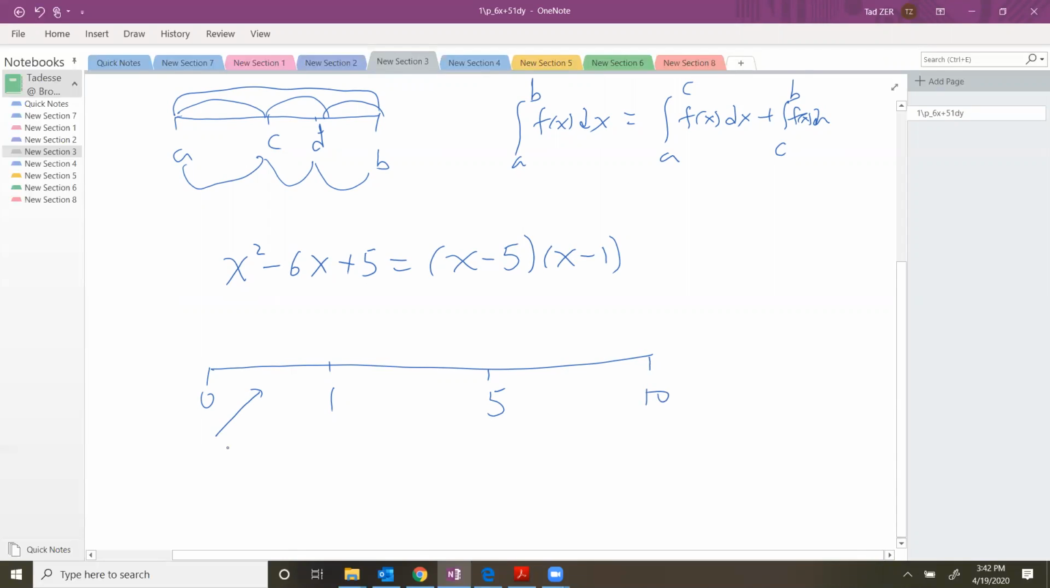If I pick a number between 0 and 1, let's say a half, half minus 5 is negative, half minus 1 is negative, and negative times negative is positive. If you pick a number here, let's say 2, 2 minus 5 is negative, 2 minus 1 is positive, so it will be negative. If I pick a number here, 6, 6 minus 5 and 6 minus 1 are both positive. So now I know what happens to this quadratic expression in each interval.